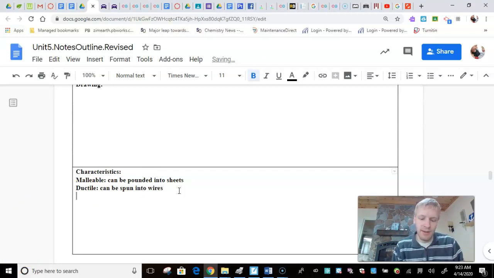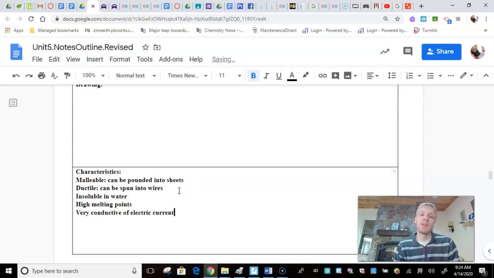Alright, so this is unlike ionic compounds. Ionic compounds are soluble in water. Metallic bonds are not; they're insoluble in water. They have high melting points and are very conductive of electric current. Alright, so those are some characteristics of metallic bonds.